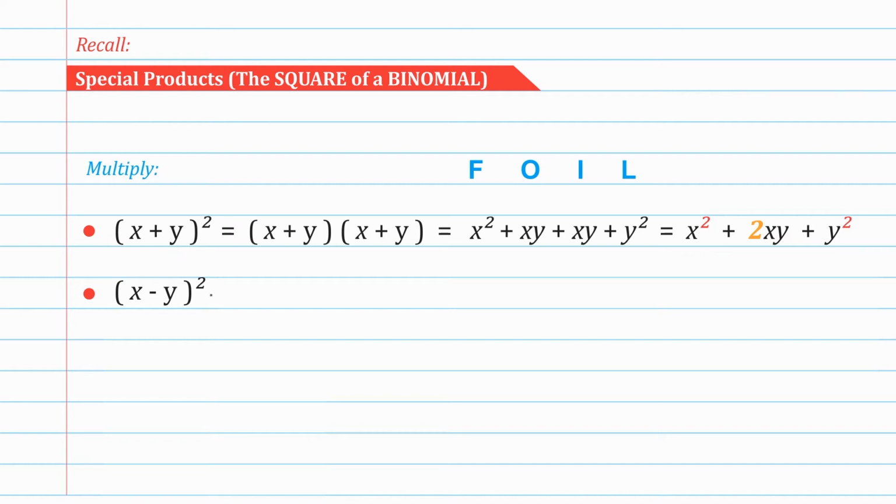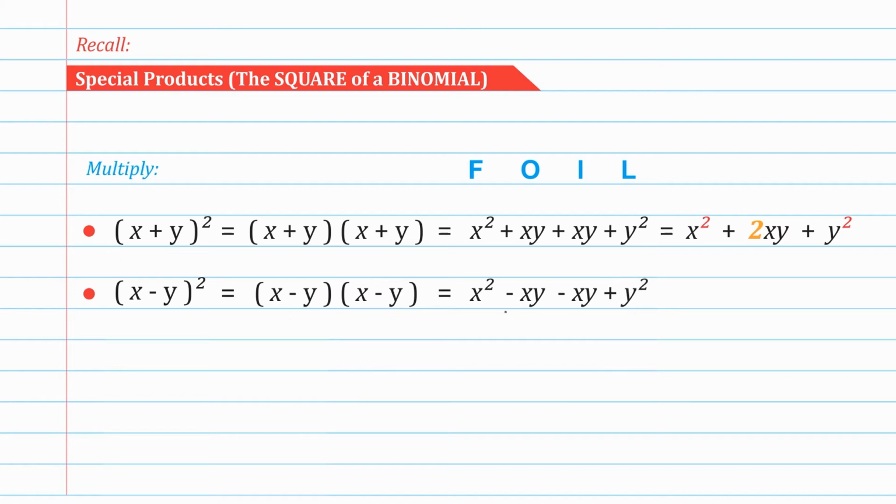Now this time, let's consider this binomial x minus y quantity squared. Similarly, we copy the base x minus y times the same base x minus y. Again, by FOIL, we have first terms x times x is x squared, and then outer, we have x times negative y is negative xy. Next, inner, we have negative y times x, or negative xy. And finally, negative y times negative y is equal to positive y squared.